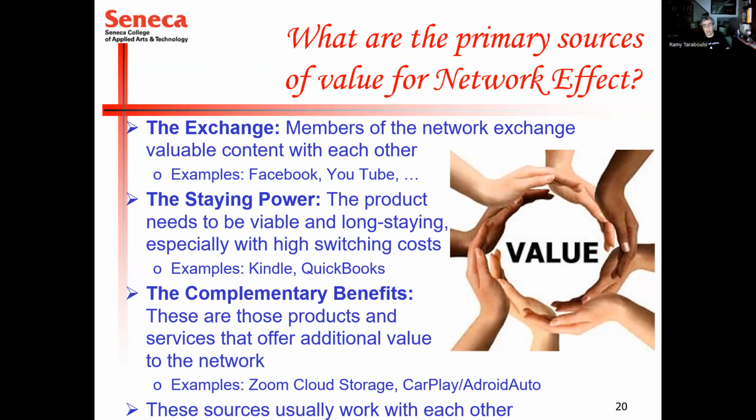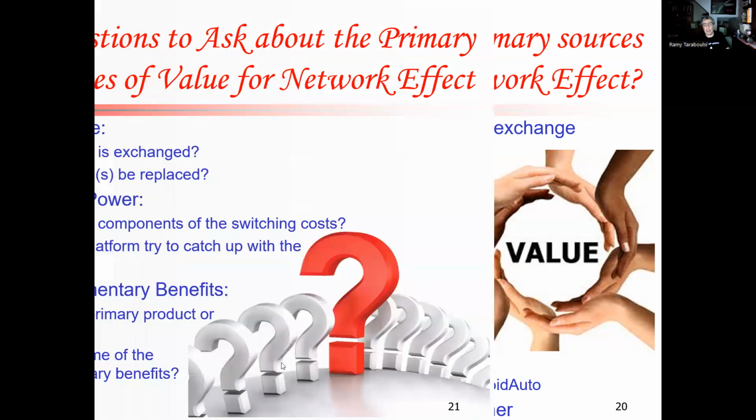And then there are complementary benefits. For example, Zoom, which we are using and which I'm recording on right now, provides cloud storage. That means you can store your data on the cloud. These 3 sources of value for the network effect work together. So how can we figure out these values? We have to ask questions.